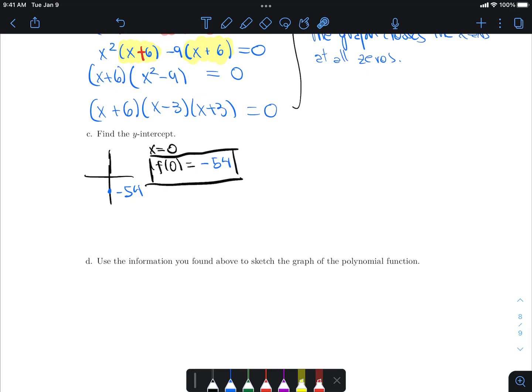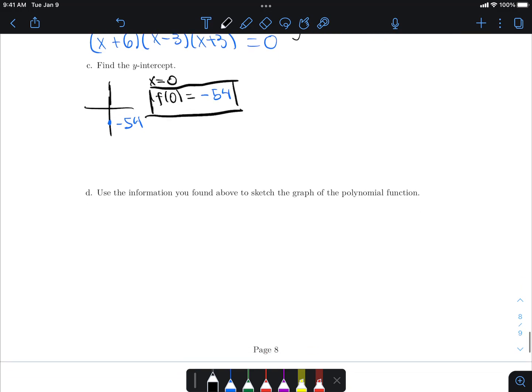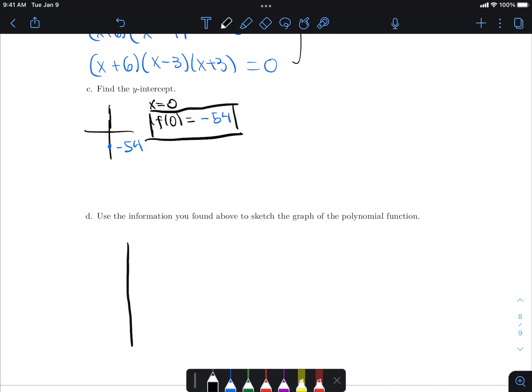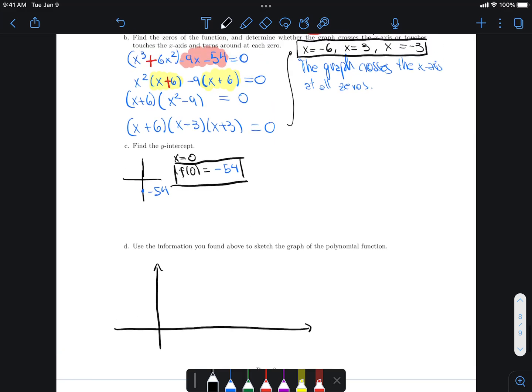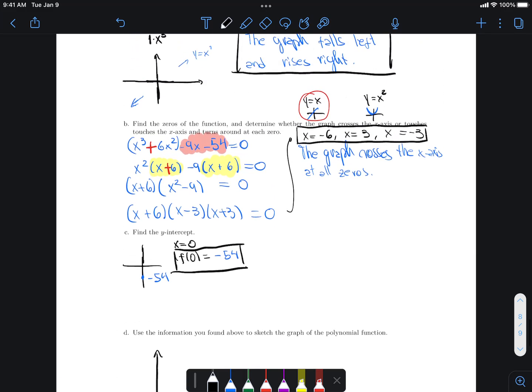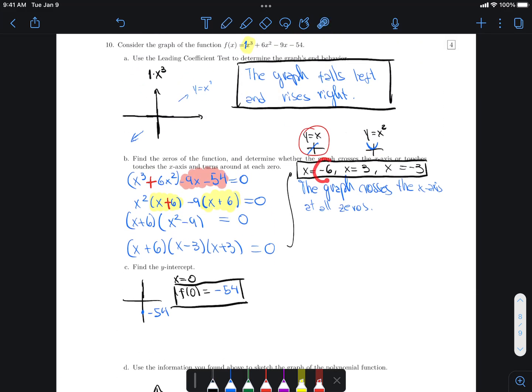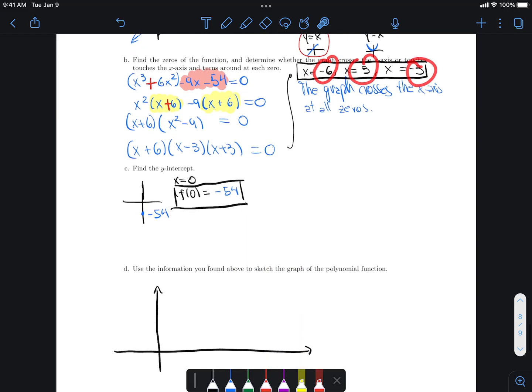Lastly, and also a summary of everything we've done, is using the information to sketch the graph. So start marking the points that are most consequential. The points are, first of all, the zeros. So minus 6, 3, minus 3. Minus 6 is all the way over there.